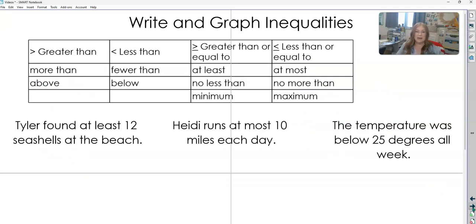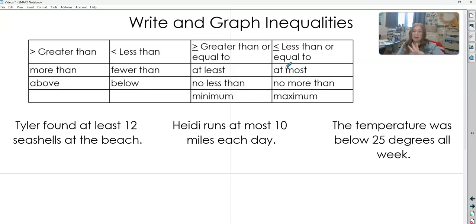Okay, next up, we're going to write and graph inequalities. If you are struggling with some of these words, I would take a second and write down this chart so you can practice and study it. Here are some words that mean greater than, less than, greater than or equal to, less than or equal to. Some of these are tricky because we hear least and we think it's got to be smaller, but that's actually the lowest it can be. It's got to be bigger.